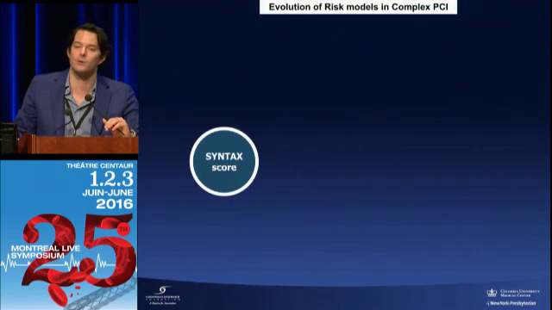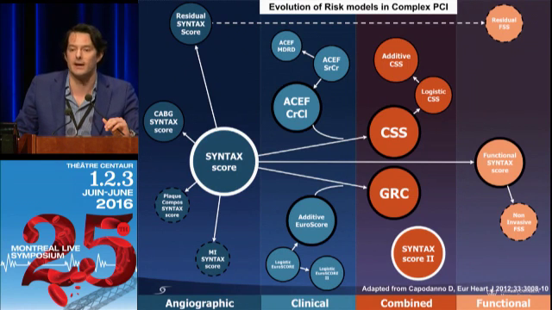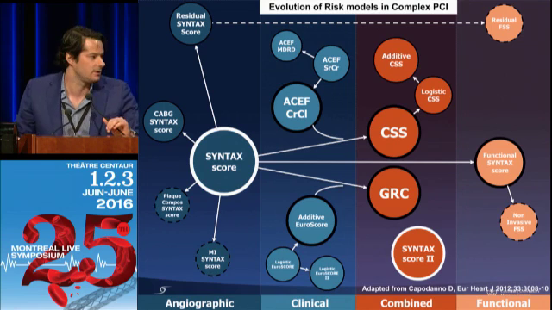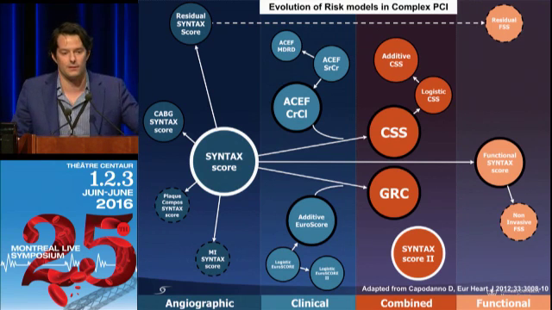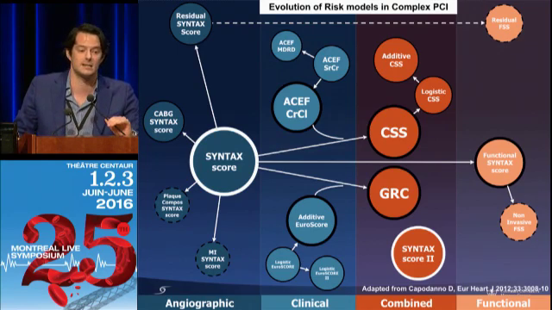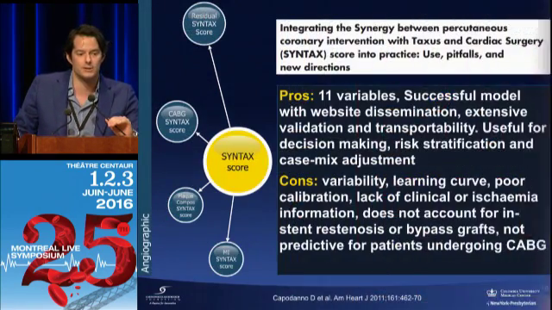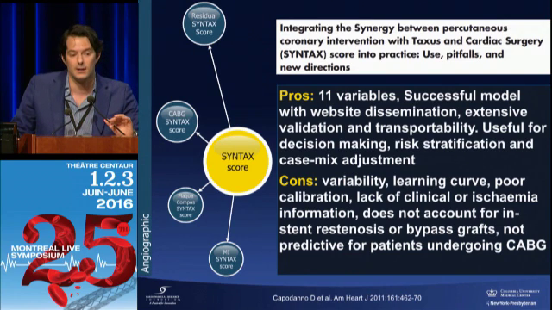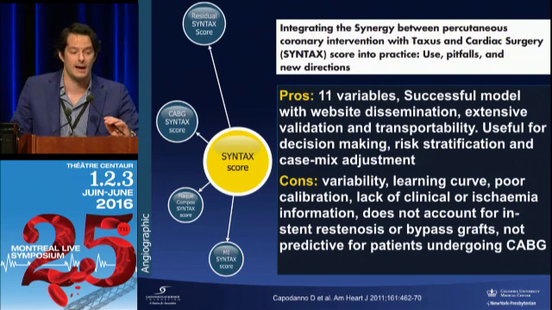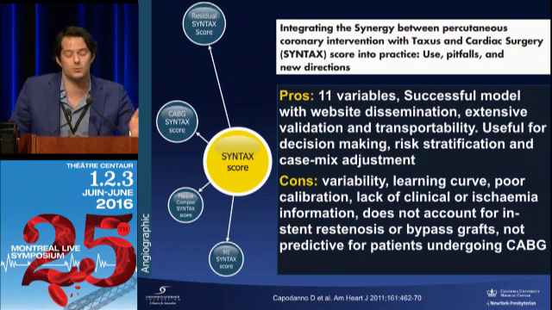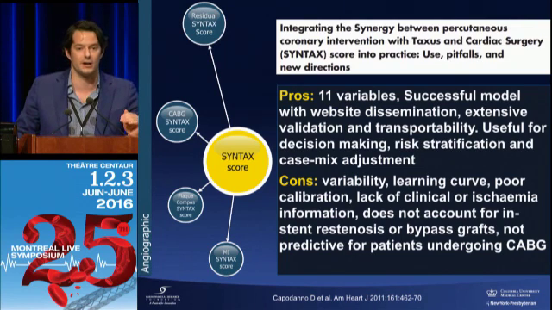Actually, at the beginning, we had only the SYNTAX score, and I think life was great, but it got complicated with many iterations of this score being merged with some clinical variables, done before or after, and merged with functional assessment. A few words on the SYNTAX score. There are 11 variables. It's a very successful model, probably one of the best models to identify patients at high risk of adverse events. That being said, Jean-François highlighted some limitations. There's a lot of variability between readers, and there's a strong learning curve, actually.